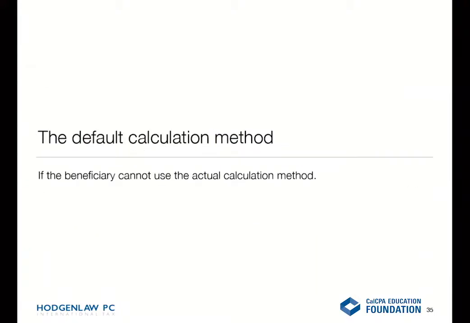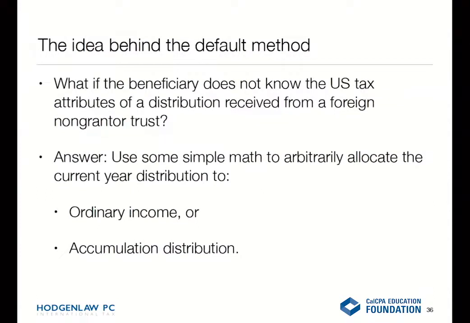The default calculation method, again, this is if the beneficiary cannot use the actual method. So the idea behind the default method is, what if the beneficiary does not know the U.S. tax attributes of a distribution received from a foreign non-grantor trust? So you don't know if you got some long-term capital gain. You don't know if part of your distribution is made up of qualified dividends. You don't know what you have. So the IRS says in that situation, you're not going to get any of those preferential tax rates.